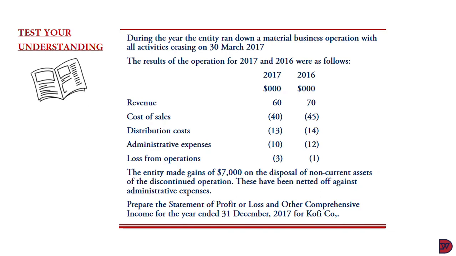Revenue for 2017 and 2016 are here. Cost of sales is also here. We have the distribution cost, administrative expenses. Then we have loss from operations. Now the entity made gains of $7,000 on the disposal of non-current assets of the discontinued operations. Now this has been netted off against administrative expenses. So we have to prepare the statement of profit or loss and other comprehensive income for the year ended 31st December 2017 for Coffee Co.